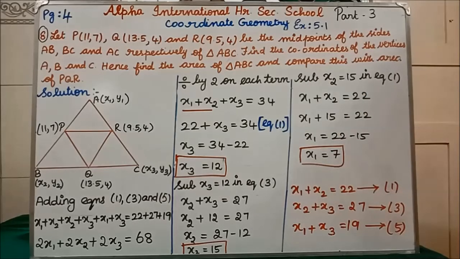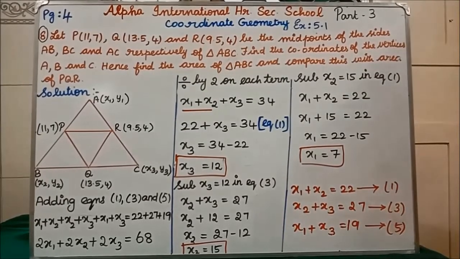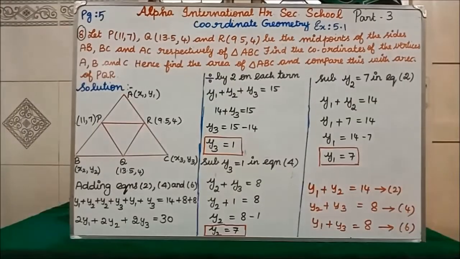Next what do we have to get? The y1 value, y2 value, y3 value. For that we are going to add, remaining in between, what equations do we have left? 2, 4 and 6. Now we are going to add equations 2, 4 and 6 and then we will get the y1 value, y2 value, y3 value. Okay, we will see that now. This is our page number 5. Now we are going to add equation 2, equation 4 and equation 6. See, this is our equation 2, this is our equation 4 and this is our equation 6.